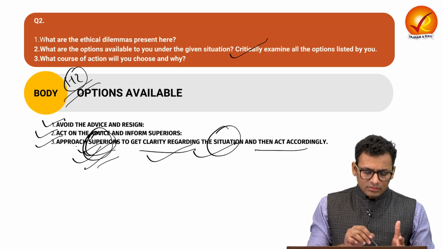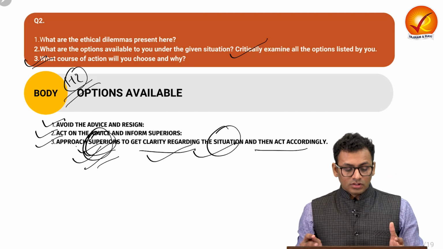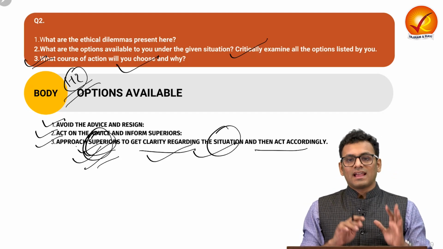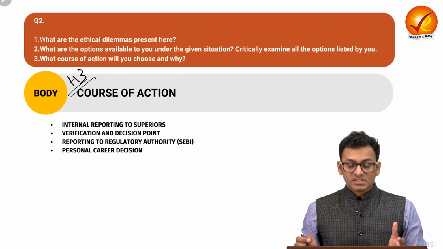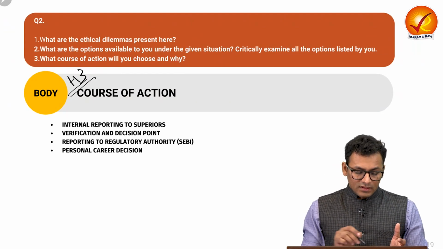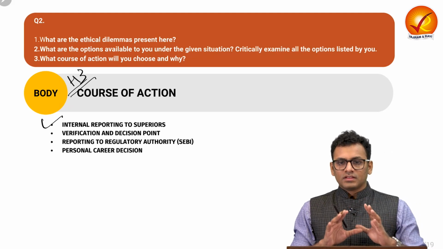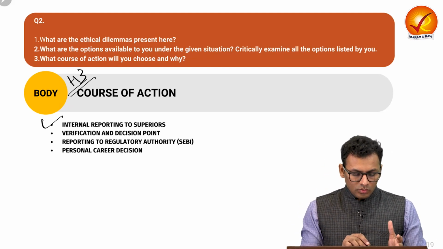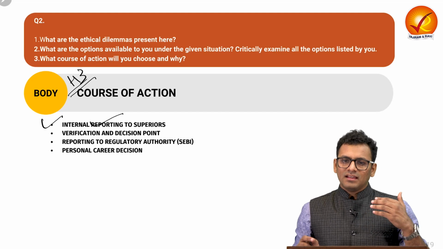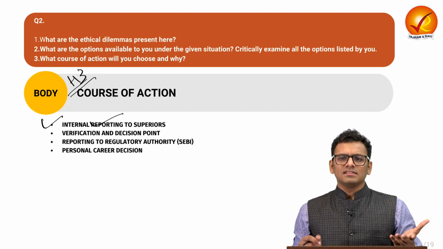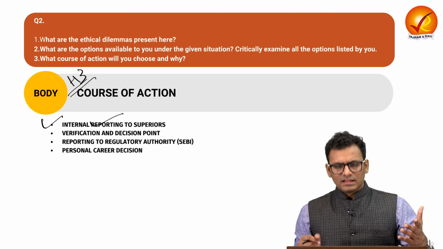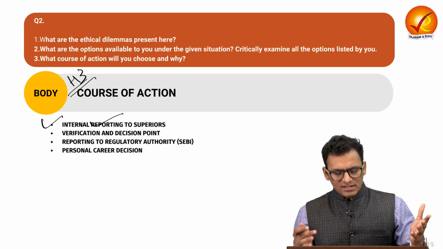Now the next heading that we have to tackle is what course of action will you choose and why. So let's see that in the heading 3 of the body, which is course of action. Over here, firstly, you can opt with the option number 3. You can go to your superiors and report the same, that how a person of an organization that you were analyzing approached you with insider trading and certain other demands.